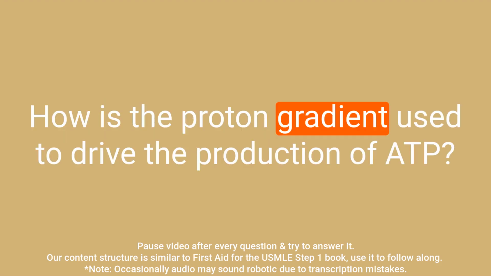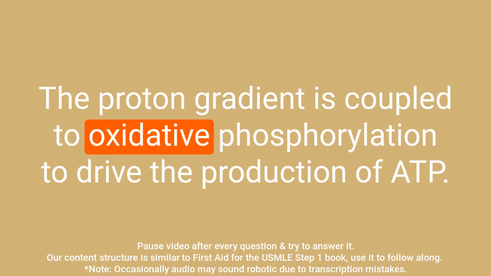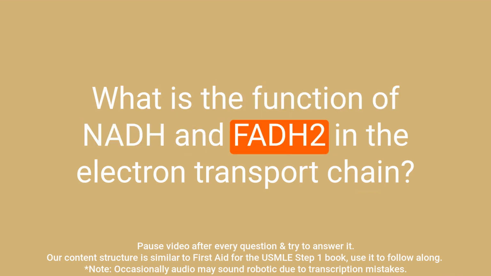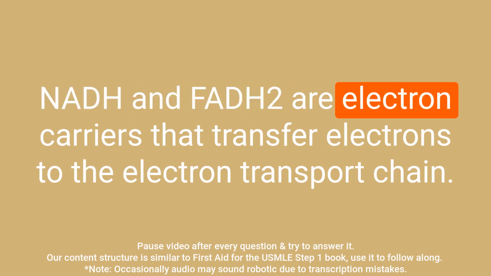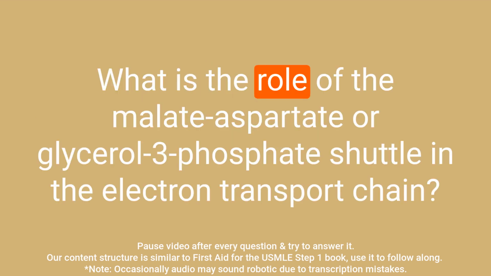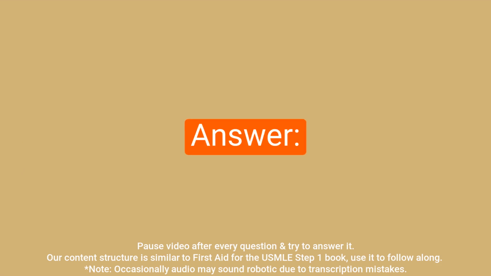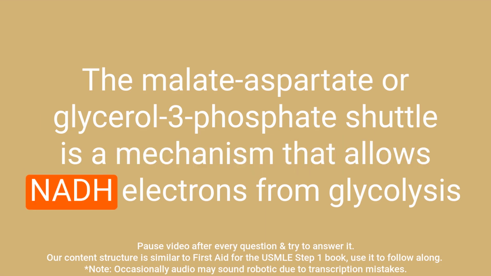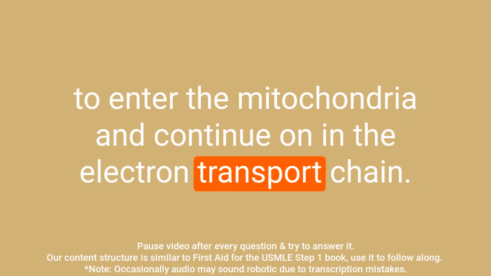Question: how is the proton gradient used to drive the production of ATP? Answer: the proton gradient is coupled to oxidative phosphorylation to drive the production of ATP. Question: what is the function of NADH and FADH2 in the electron transport chain? Answer: NADH and FADH2 are electron carriers that transfer electrons to the electron transport chain. Question: what is the role of the malate-aspartate or glycerol 3-phosphate shuttle in the electron transport chain? Answer: the malate-aspartate or glycerol 3-phosphate shuttle is a mechanism that allows NADH electrons from glycolysis to enter the mitochondria and continue on in the electron transport chain.